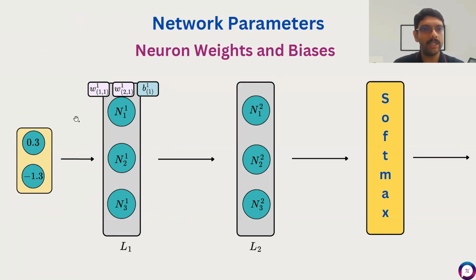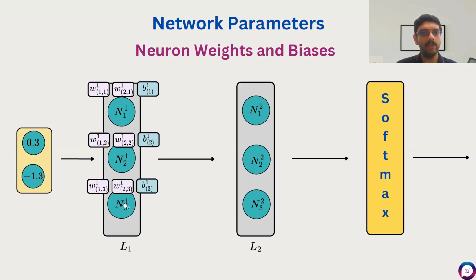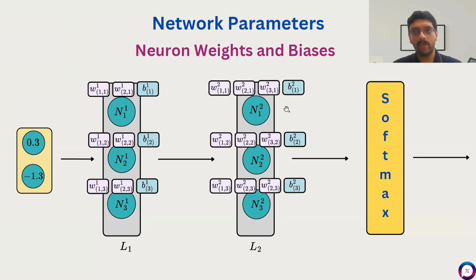So it needs to have 2 weights, each corresponding to each input. W11 indicates the weight connecting the first input to the first neuron. And W21 indicates the weight connecting the second input to the first neuron. And then 1 bias. This 1 indicates layer 1. Now in this layer, every neuron will have its own weight and bias. You can see the nomenclature is slightly different: the second index indicates which neuron it's connecting to, and the first indicates which neuron it's connecting from.